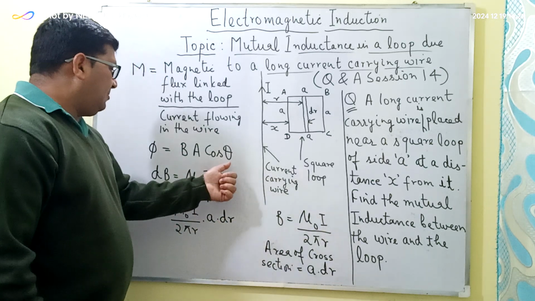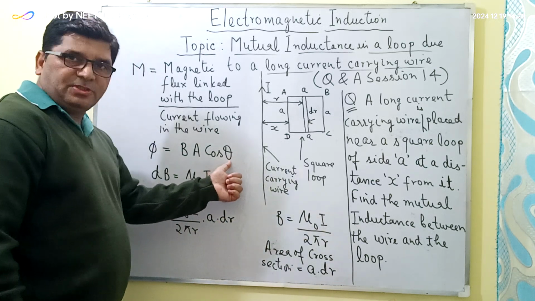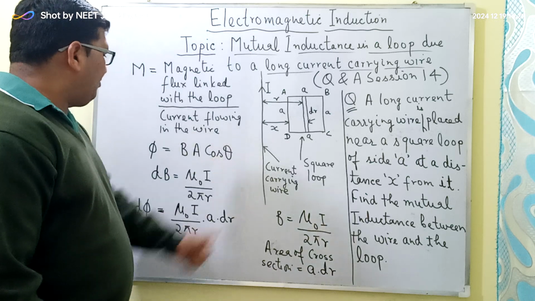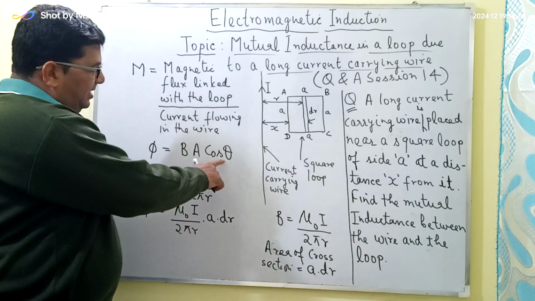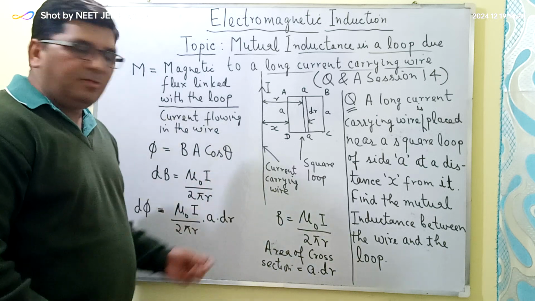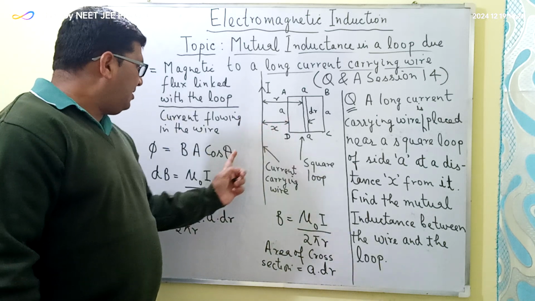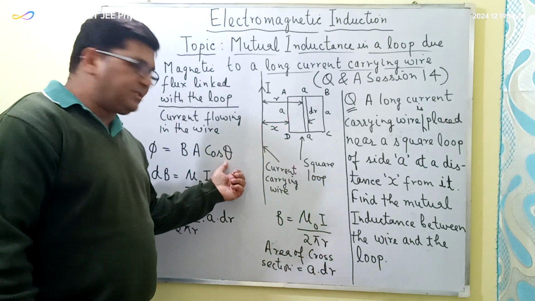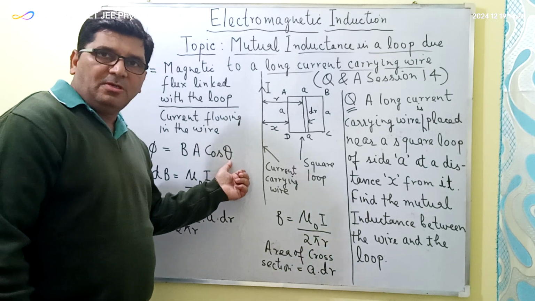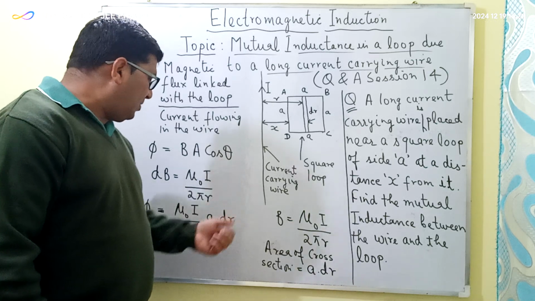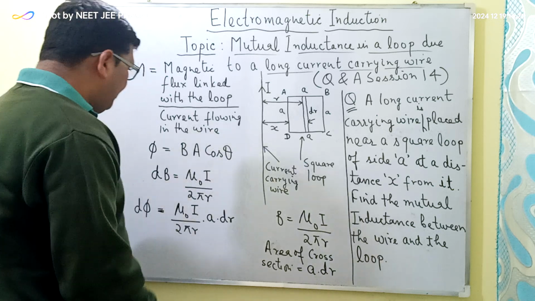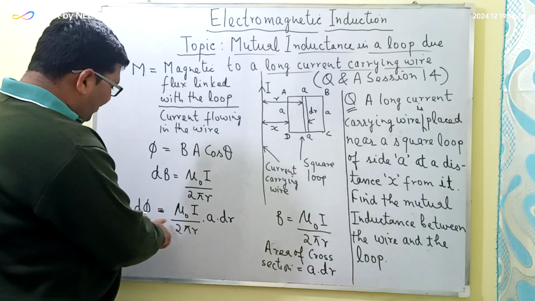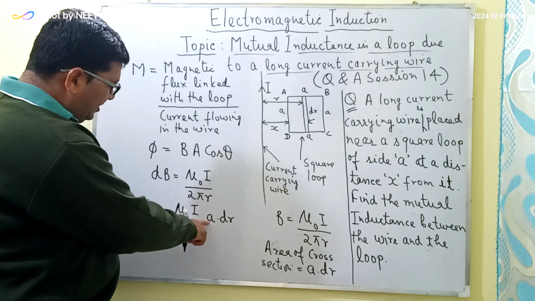and here the value of theta will be equal to 0. So cos theta will be equal to 1. Here theta is basically the angle between the direction of the magnetic field and the normal to the surface. So in this case, this theta is equal to 0, and since cos 0 is equal to 1, therefore the value of cos theta will be equal to 1. So d phi is equal to mu naught I upon 2 pi r into a into dr.